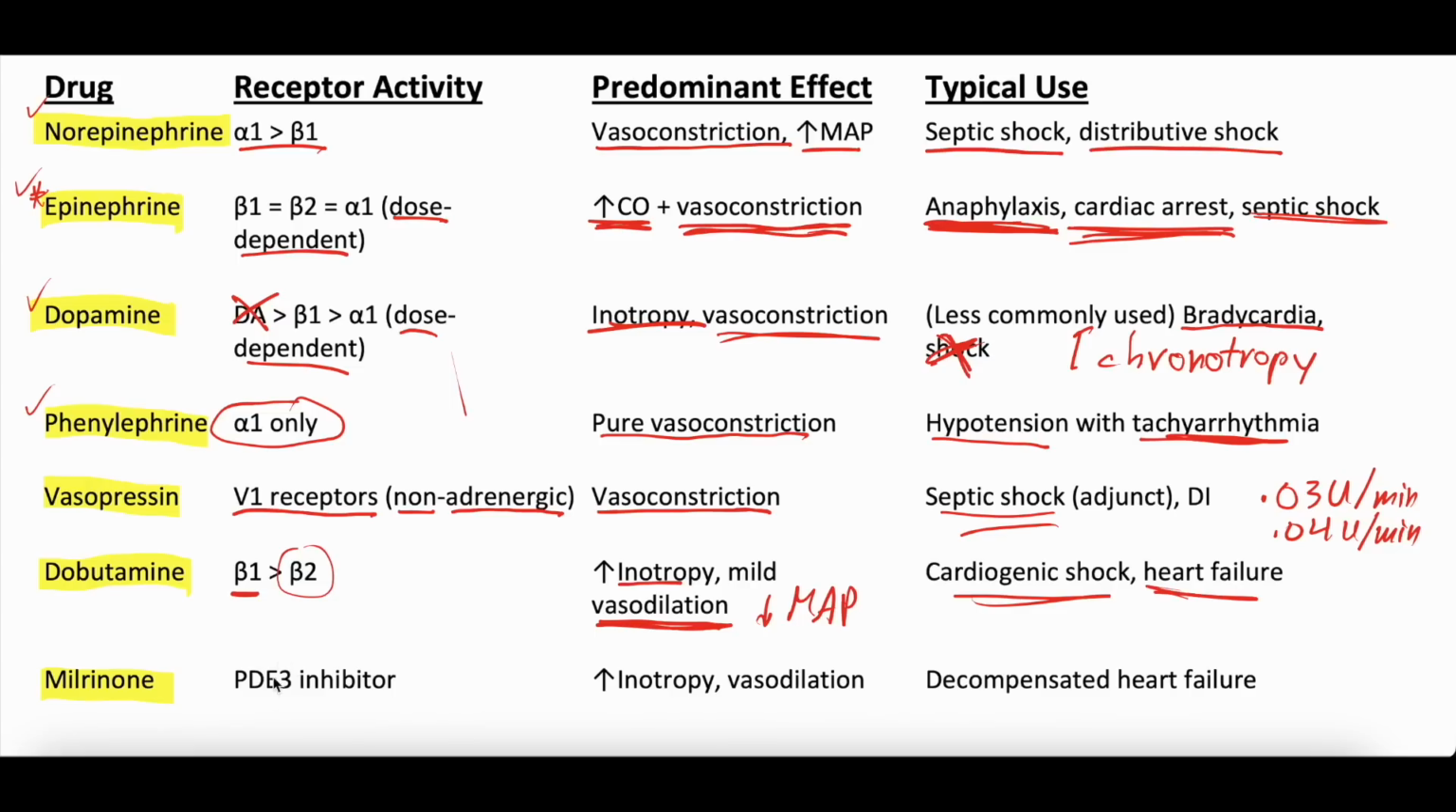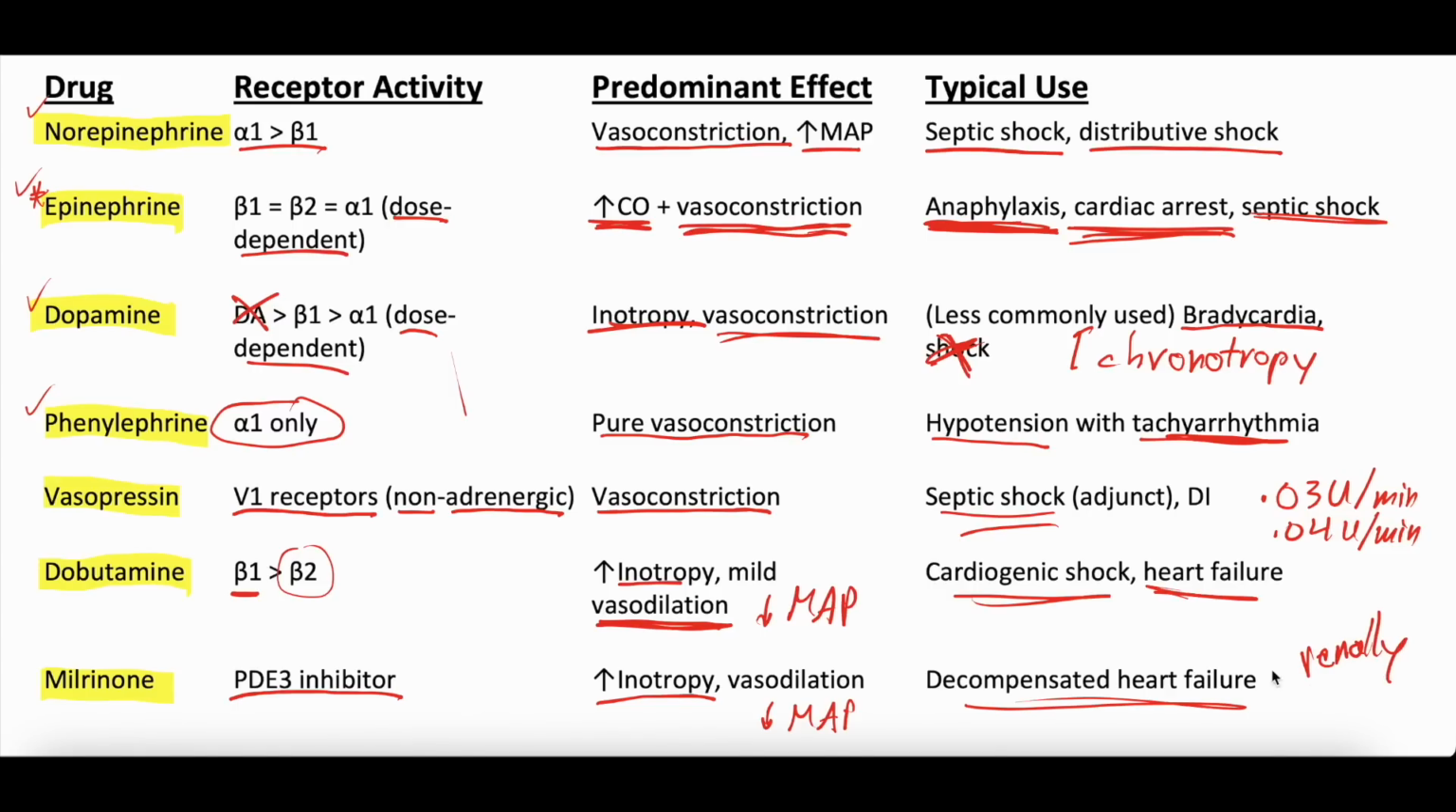Milrinone actually works on the PDE3 receptor, phosphodiesterase 3, and it causes increased inotropy, which again, synonyms: increased contractility, increased cardiac output, all those are the same. And it also causes vasodilation, so it'll drop your MAP a little bit. Also good in cardiogenic shock and decompensated heart failure. Milrinone is renally excreted.